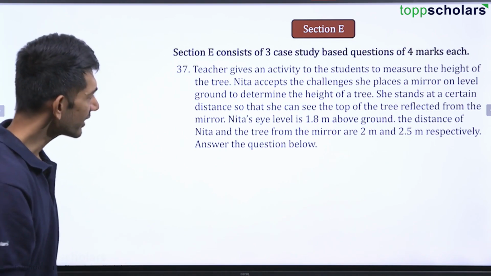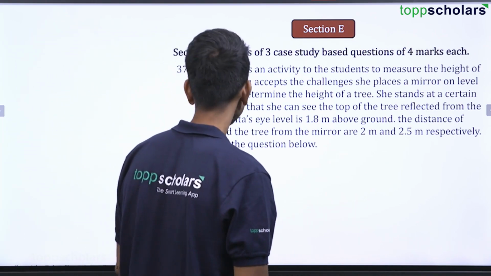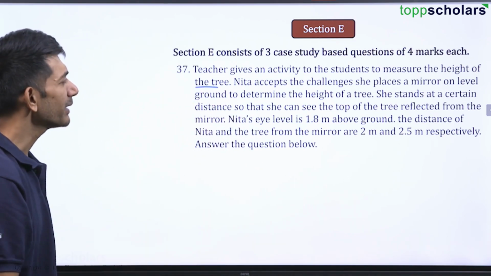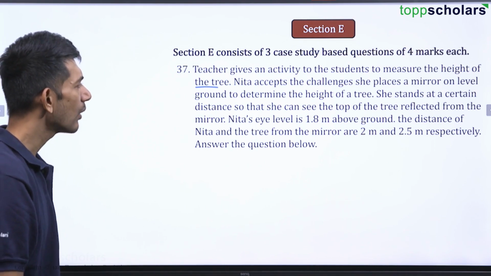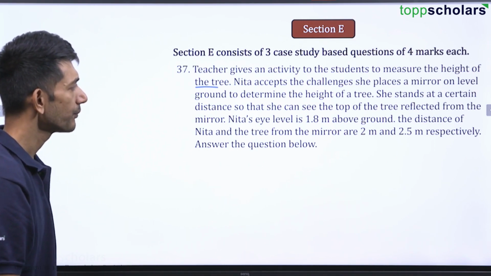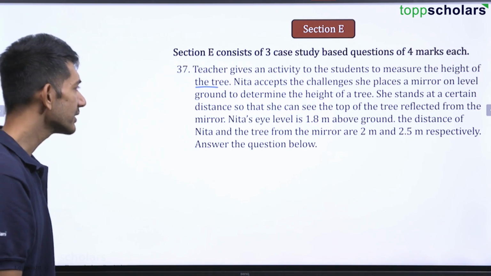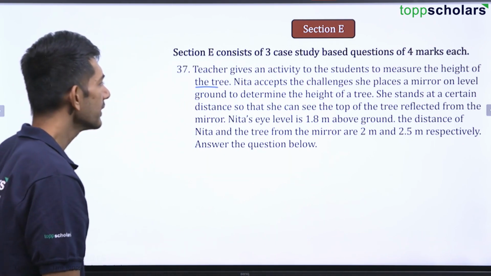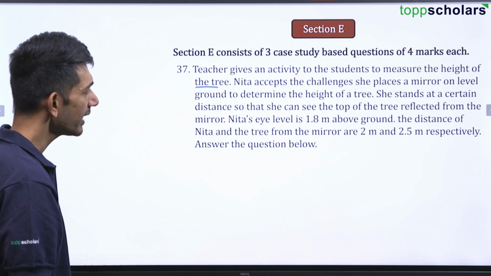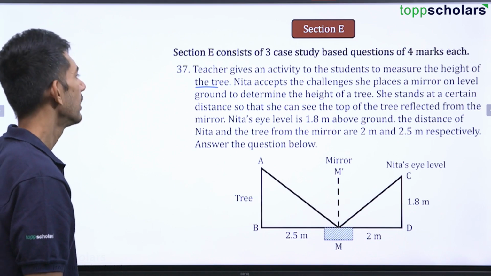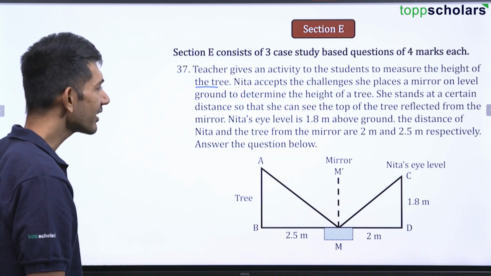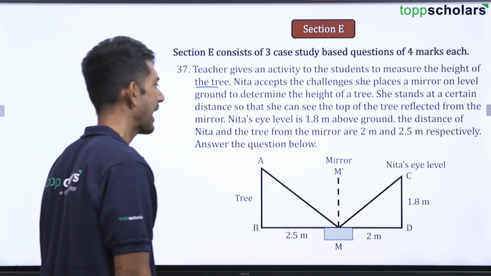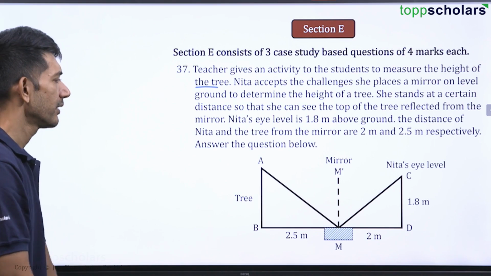Okay, so teacher gives an activity to the students to measure the height of the tree. Neeta accepts the challenge and places a mirror on level ground to determine the height of a tree. She stands at a certain distance so that she can see the top of the tree reflected from the mirror. Neeta's eye level is 1.8 meters above the ground. The distance of Neeta and the tree from the mirror are 2 meter and 2.5 meter respectively. Answer the questions below. Okay, understand.